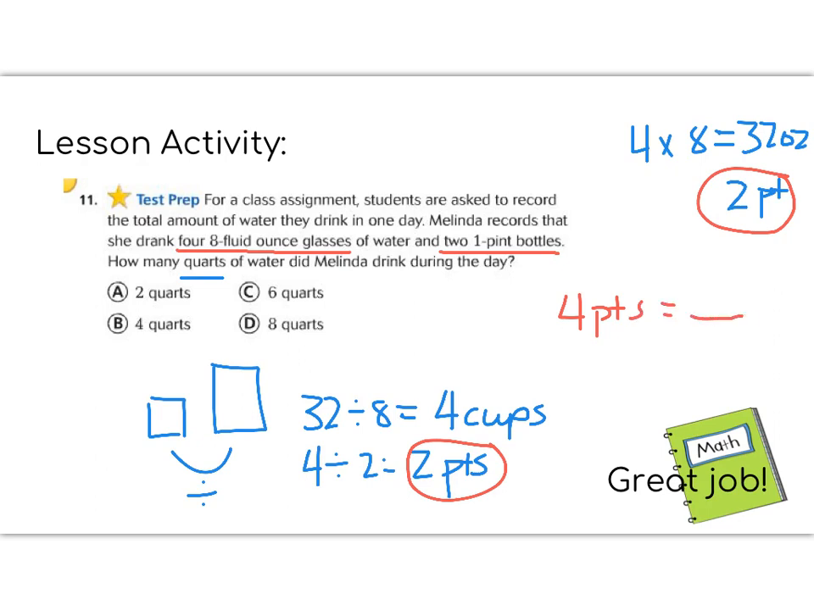know how many quarts that is. There are 2 pints in a quart, so I'm going to do 4 divided by 2, and that will tell me how many quarts she drank that day.